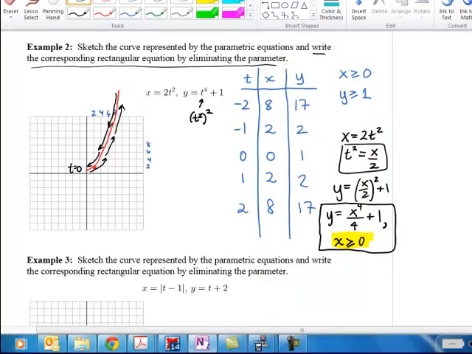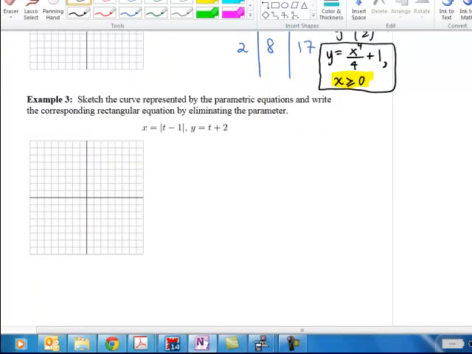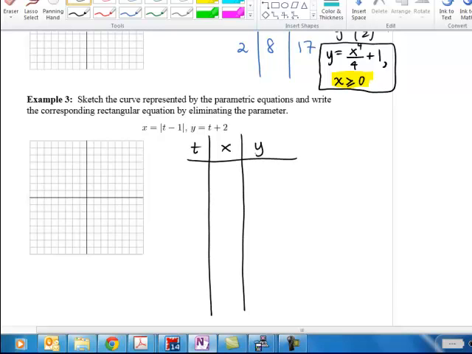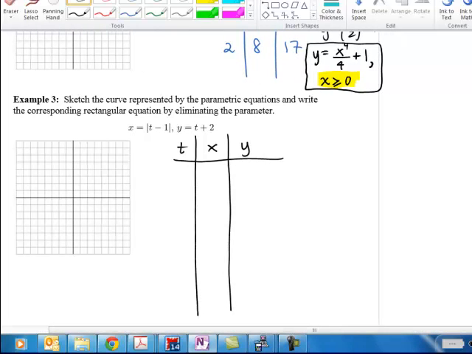Then the next one: sketch the curve represented by this set of parametric equations and then write the corresponding rectangular equation. Let's see. Maybe we'll make another table of values. So t, x, and y. And before we do that, let's think about things that we notice about restrictions for x or y.